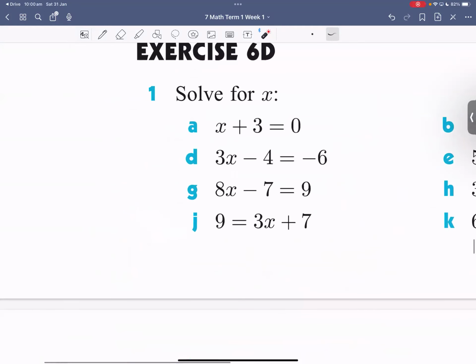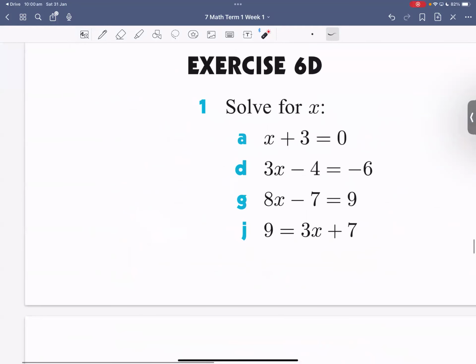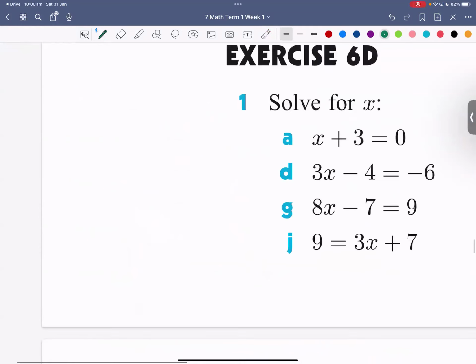Okay. So solve for x. We're gonna do it, unfortunately, the boring way. All right, boring way, long way, but the correct actual way of doing it. So they're asking us to solve x plus 3 is 0. So here's the thing. What do you have to do? You have to isolate the x. How do you isolate the x?